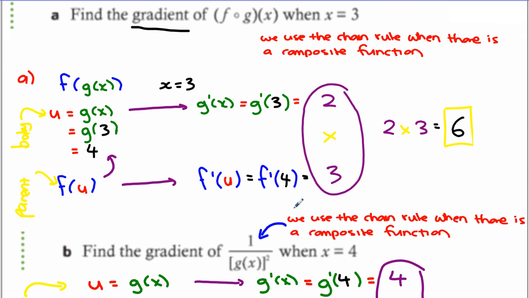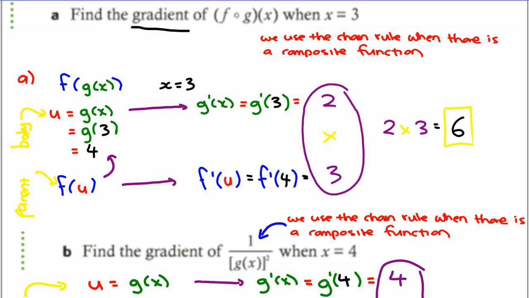So f dash of 4 is 3, and so we've found f dash of u. Once we subbed in the value of u at x equals 3, that's f dash of 4, which from the table is 3. So then you times those two things together, the derivative of the baby by the derivative of the parent with u subbed in, is how you get your answer. So 2, because remember we have to sub in u before we get a final answer, 2 times 3. So the gradient of the composite function when x is 3 is 6, so it's a positive gradient.